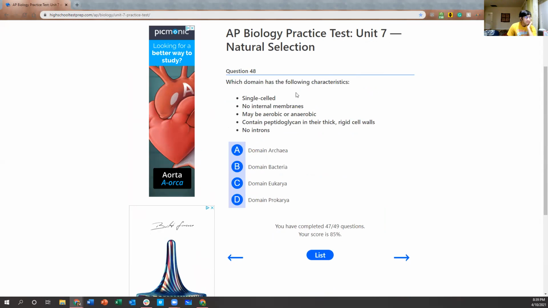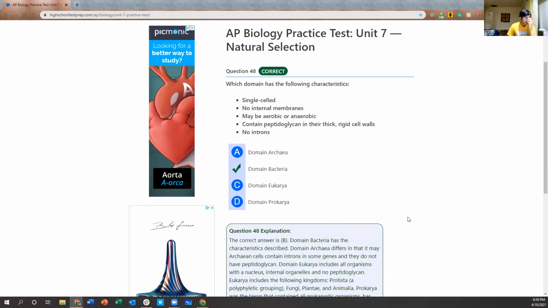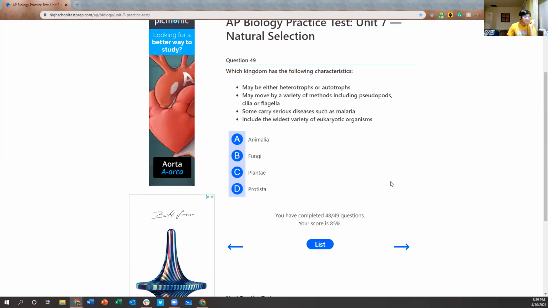Which domain has the following characteristics? Single-celled, no internal membranes. Single-celled is probably prokaryote. We do know some single-celled eukaryotes, but if there's no internal membranes, that's probably prokaryote. Now, here's the thing. Prokarya isn't a domain. Eukarya is a domain, but the 2 prokaryotic domains are bacteria and archaea. If they contain peptidoglycan in their cell walls, that's probably bacteria. Archaea do contain introns in some genes, and they don't have peptidoglycan. We'll learn about this next unit probably, so I don't think you need to know this for the test, but it's good practice.